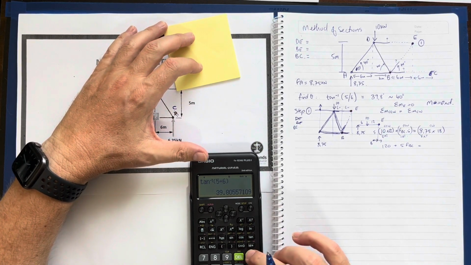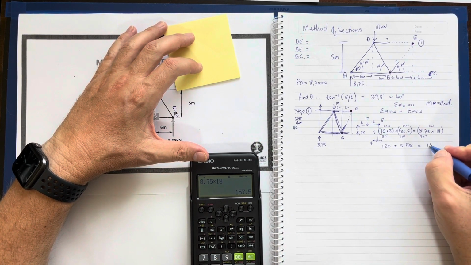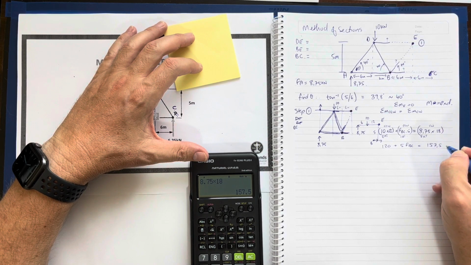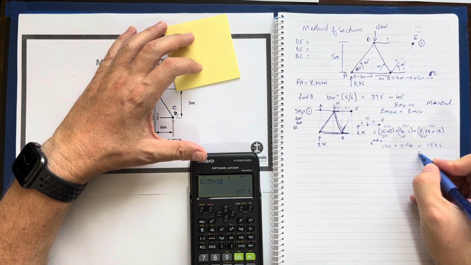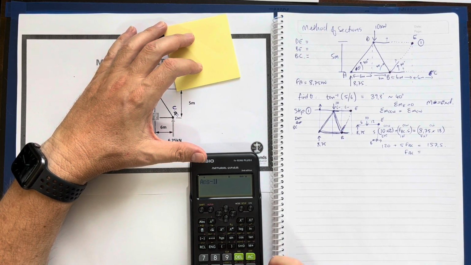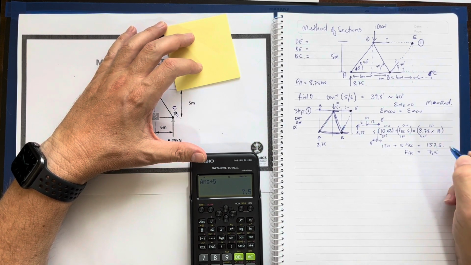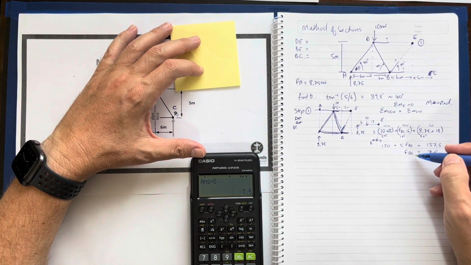equals, and I don't know how to work that out, 8.75 times 18, 157.5. So I'll bring that over to this side and then divide by 5. Minus 120 divided by 5, 7.5.